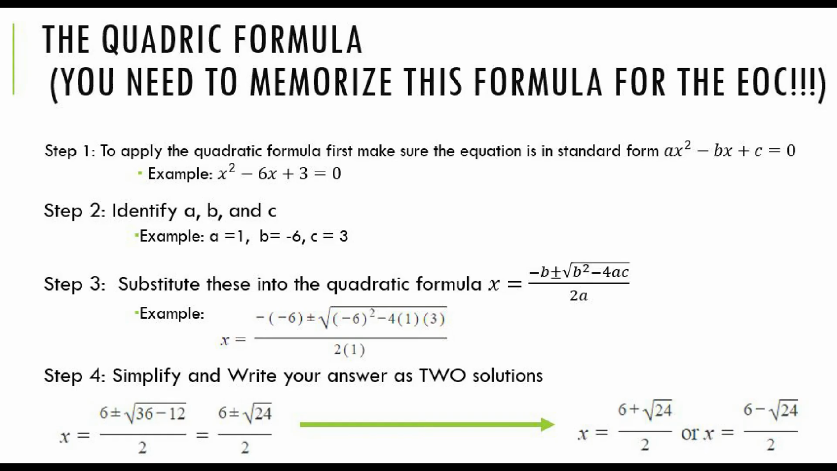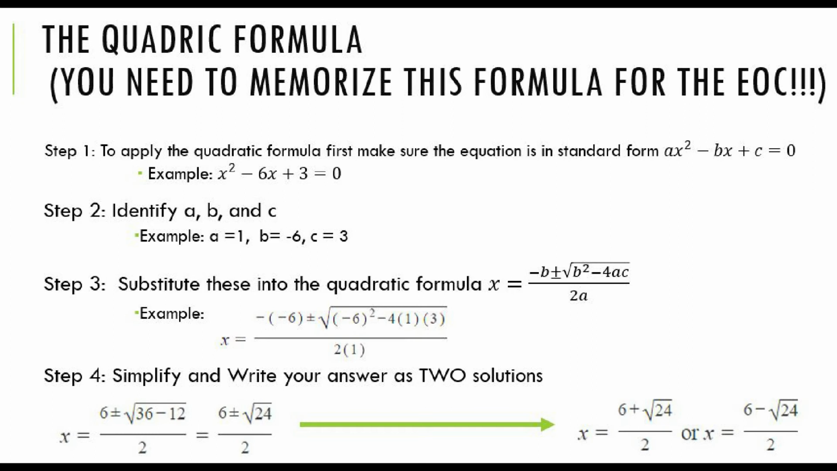Okay, so for the quadratic formula, this again is a formula you need to memorize. First step is to make sure that the equation's in standard form. So ax squared minus bx plus c. So for our example, we're going to use x squared minus 6x plus 3. Step 2, we're going to find what a, b, and c are. So my a equals 1, because there's no coefficient, so we assume it's 1. My b is 6, and my c is 3.